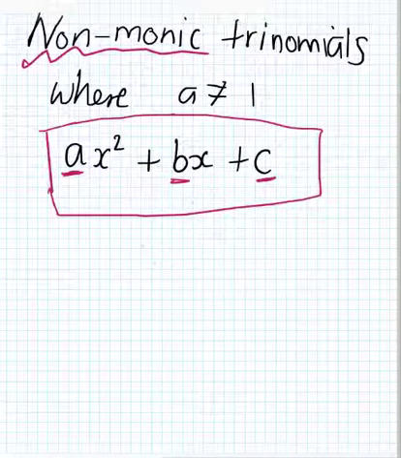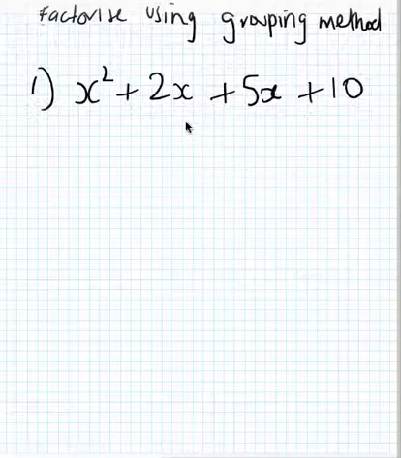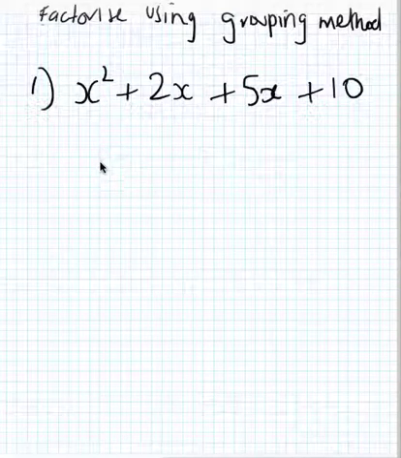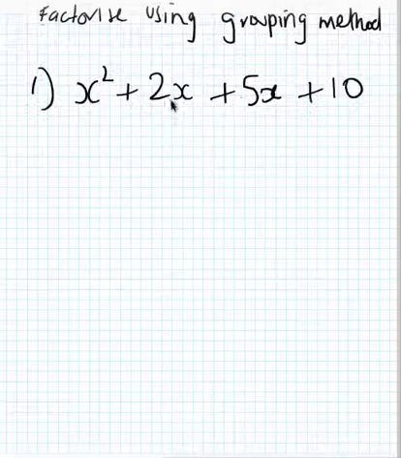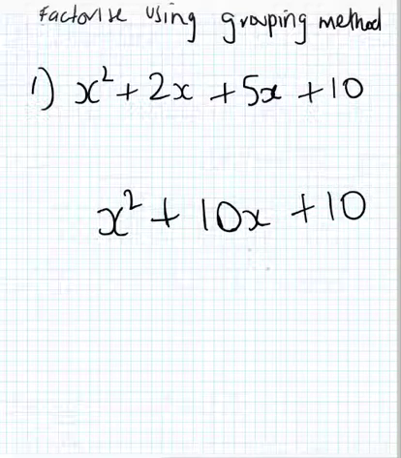Now, before we learn the grouping method for trinomials, let's just recap how to factorize by grouping. This question is asking us to factorize this expression using the grouping method. We are going to see something similar later on when we factorize a trinomial, and you'll notice that in this expression we have 2x plus 5x. If I added the 2x and the 5x, I would have x squared plus 10x, since 2 plus 5 is 10, and then plus 10. You can see how by adding the 2x and the 5x, we have our 10x here.